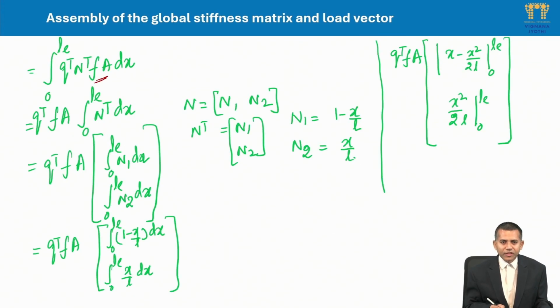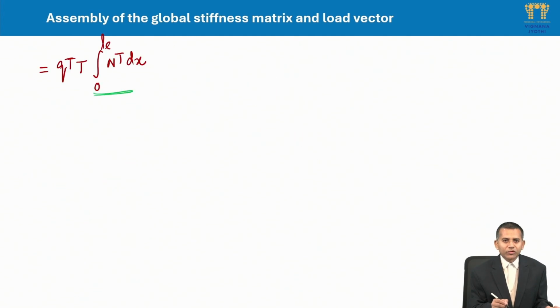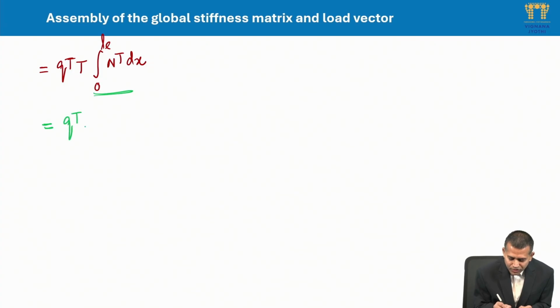If you see in this expression, N transpose into dx. Only here Q transpose F into A is a term because it is a body force, but when you are talking about traction, again N transpose dx into Q into T. So what do you mean by that? That means Q transpose into this T, we can write this as integral 0 to LE of N transpose dx.